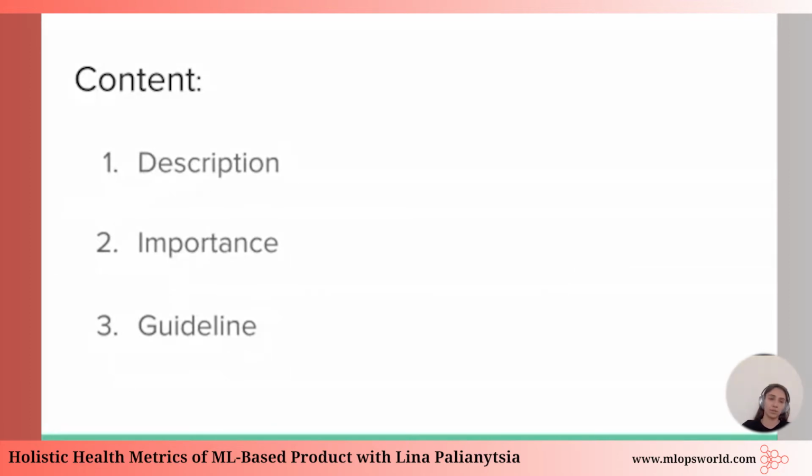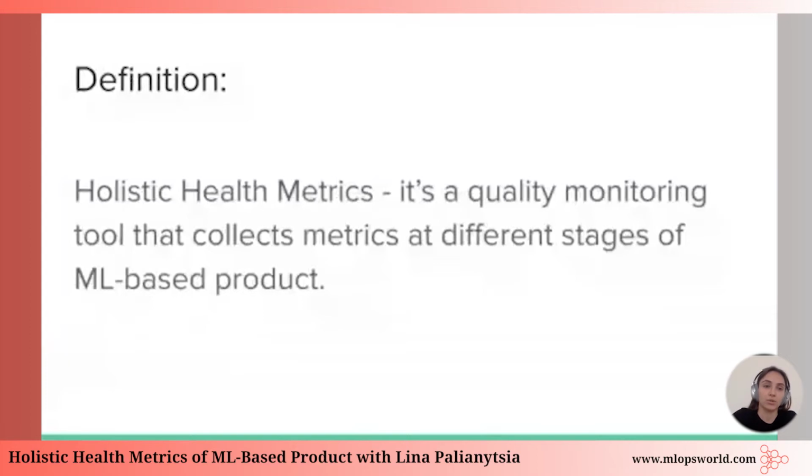First, I want to give you a definition of what holistic health metrics are, and I'm going to read it to you. So holistic health metrics, it's a quality monitoring tool that collects metrics at different stages of a ML-based product. So basically, it's a tool that you have to build, use, and support. And ideally, it covers all blocks of your product, therefore it's holistic. And it's gonna help you to assess the health of your product. Therefore, you can quickly react if some problems occur in your product, and it's gonna help to make your product more reliable.